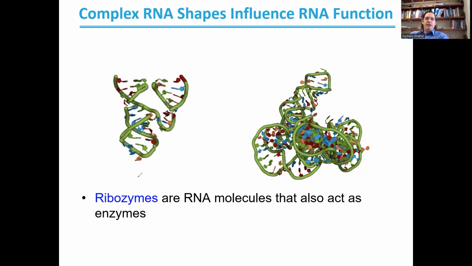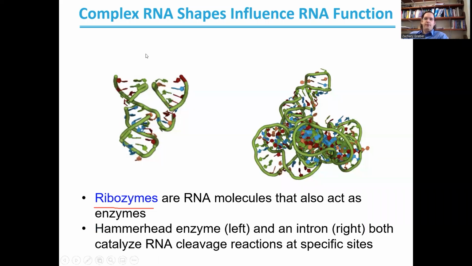These highly complex 3D structures of our RNA will also allow for additional functions of our RNA. So RNA can actually act as enzymes, so we call these ribozymes. Here we have two different examples of complex RNA structures that will then allow them to act as catalysts in a similar way to our proteins.